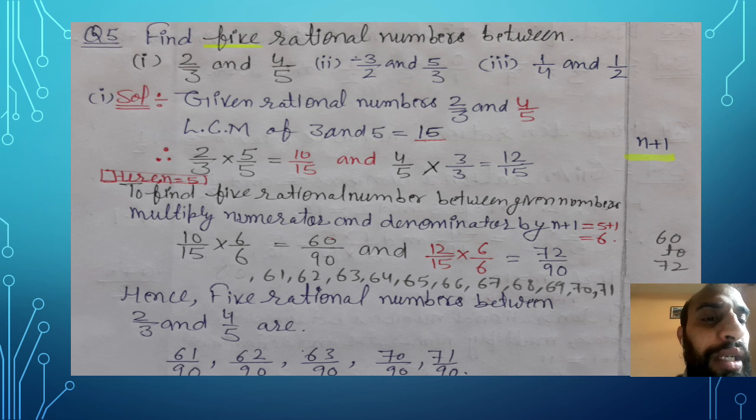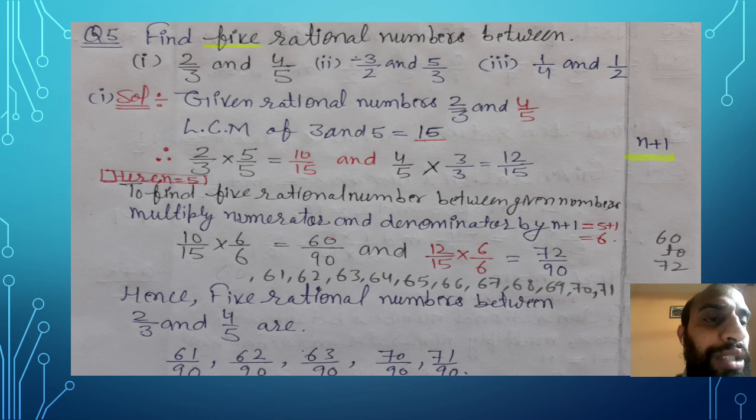Hence, the 5 rational numbers between 2 upon 3 and 4 upon 5 are 61 upon 90, 62 upon 90, 63 upon 90, 70 upon 90, 71 upon 90. Even you have a choice, you can change these numbers. You can select any number out of these above given numbers. Any 5 you can select.